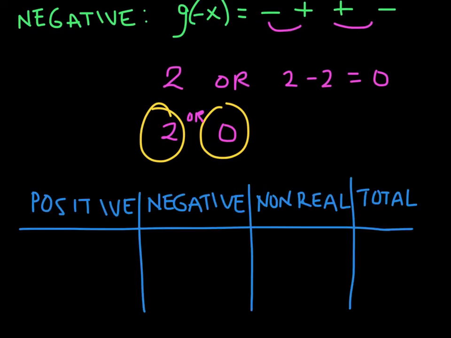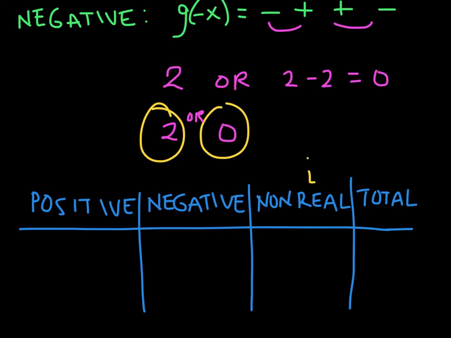I created this table here. The first column is for how many positive real zeros you have. This is how many negative real zeros. These are your non-real zeros, so think of these as imaginary, okay? And then the total number of zeros. Now, let's talk about this first case.